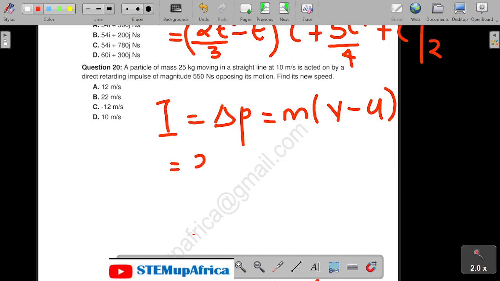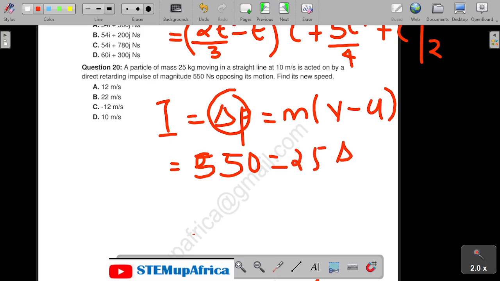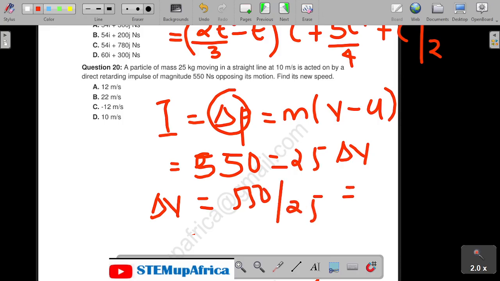So the impulse now, which is change in momentum, is 550 equals 25 delta v. What's my delta v? It is 550 divided by 25. What are we having? That will give us 22 from this end. So we know that v minus u, it gave us 22.